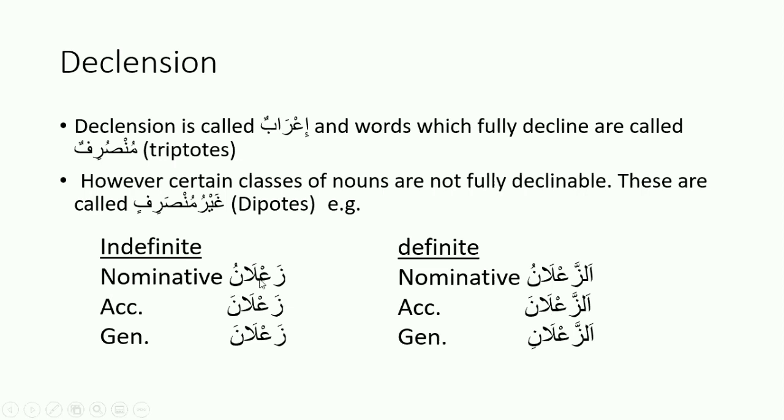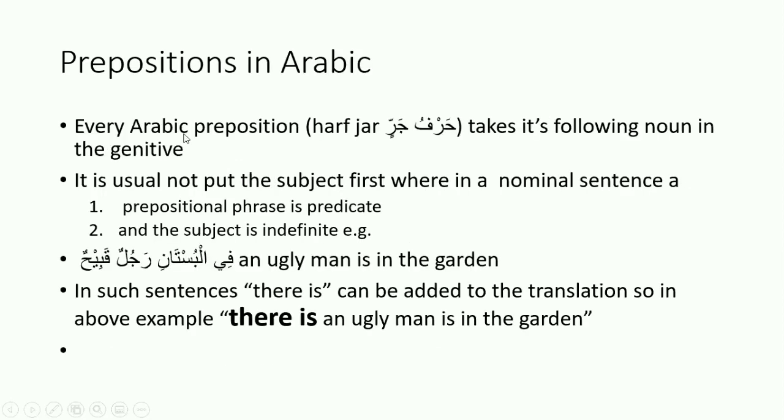However, when they are indefinite, there are two main differences. The first difference is that they don't accept tanween. It's not za'lanun, it's za'lanu. So it only has one dhamma. And second is that they only have two case endings. They have dhamma when they're nominative, and when they're accusative and genitive, they have fatha. Because normally when it's genitive, it should have kasra, but because these are partially declinable, in genitive it also has a fatha.